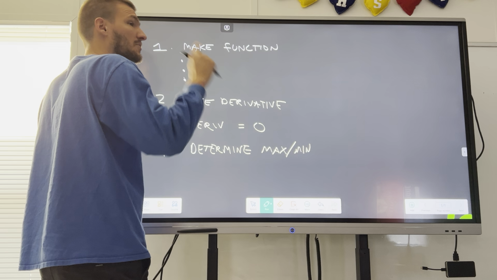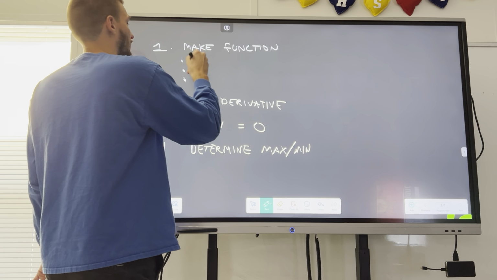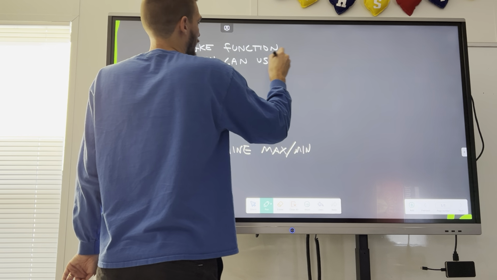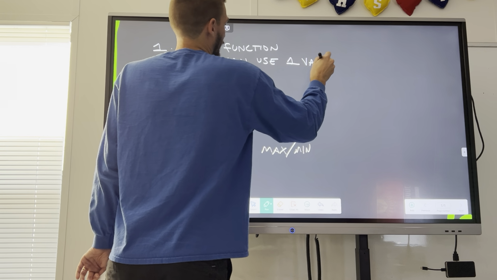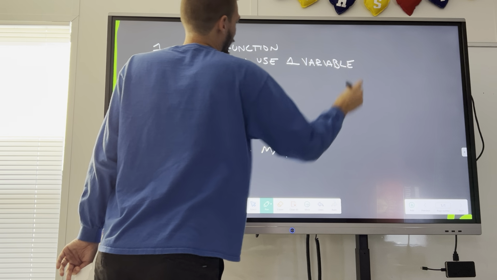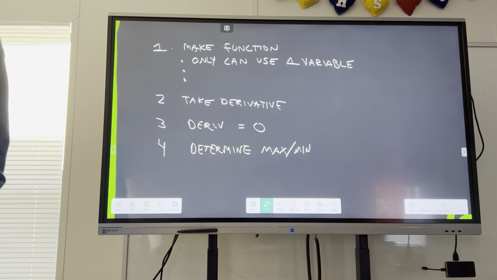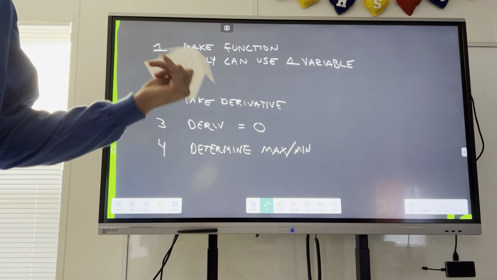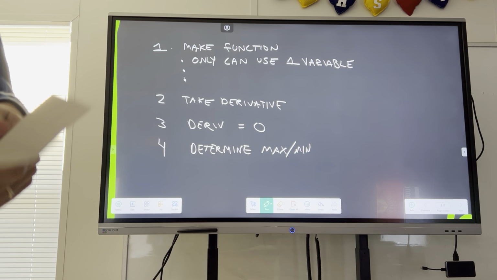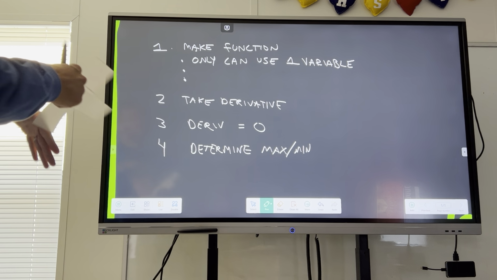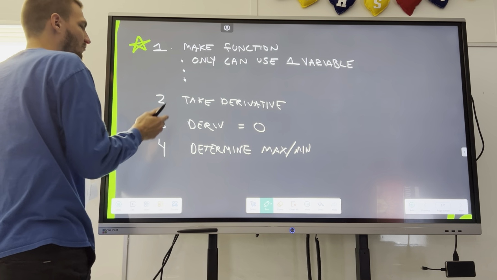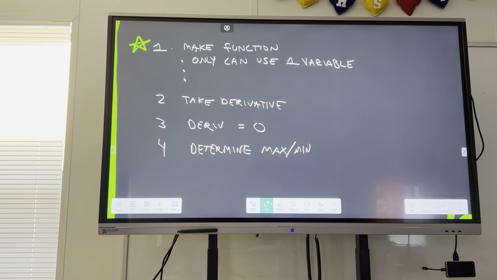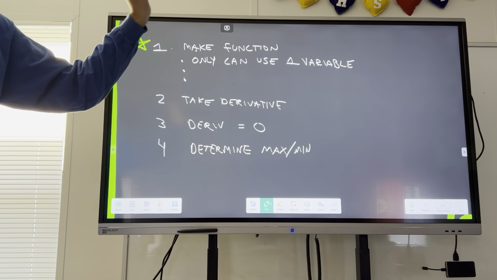We need one variable. We can only use one variable. Now, a problem is never going to start with just one variable. Honestly, that's where all the difficulty comes from, step number 1. Because taking the derivative, setting it to 0, and determining the maximum are actually easy steps. All the difficulty is coming from making a function. So you can only use one variable.